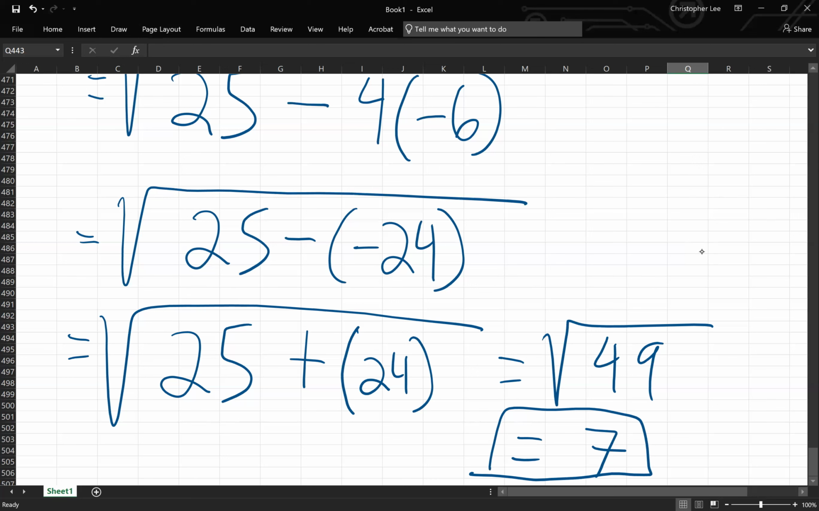So the subtraction is keep, change, change, and division, what is it? Keep, change, flip. You keep the first fraction, you change the division to multiplication in the middle, and you flip the last fraction. That's for division.